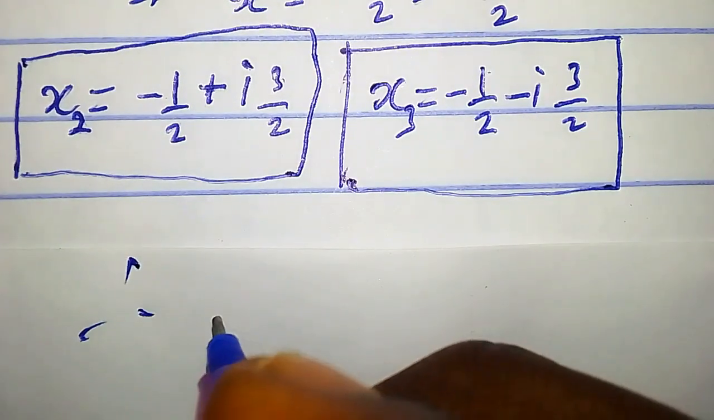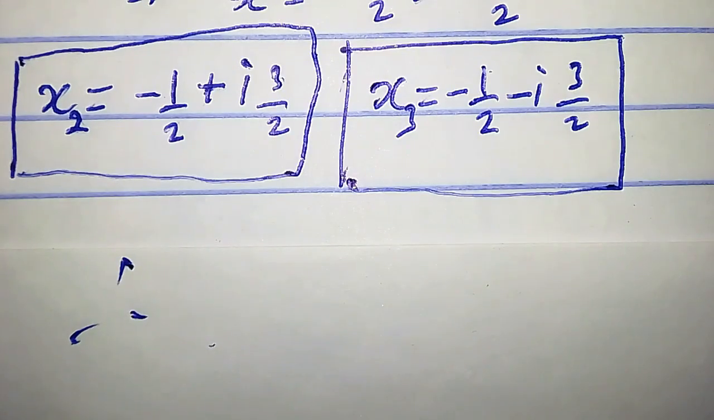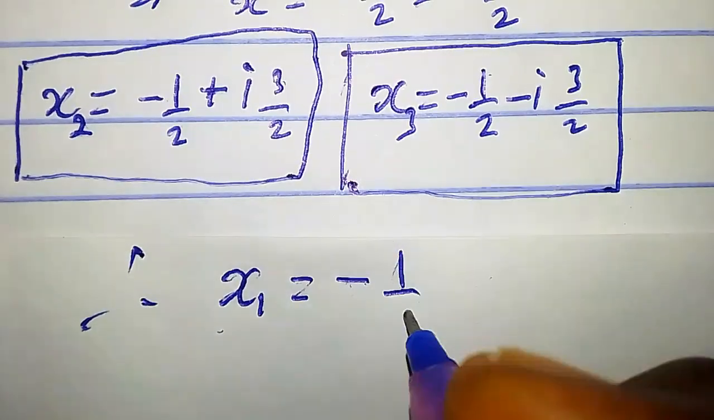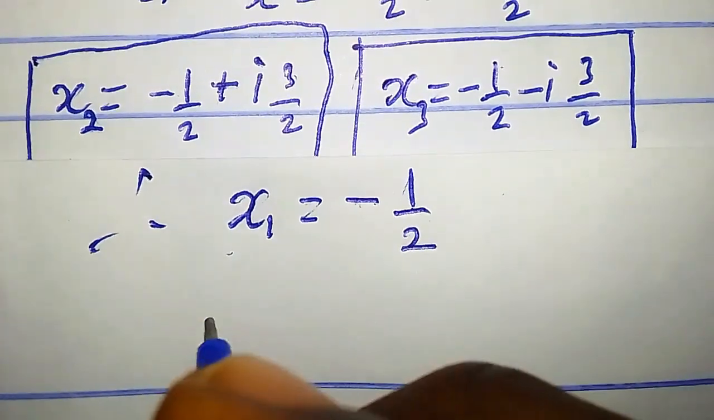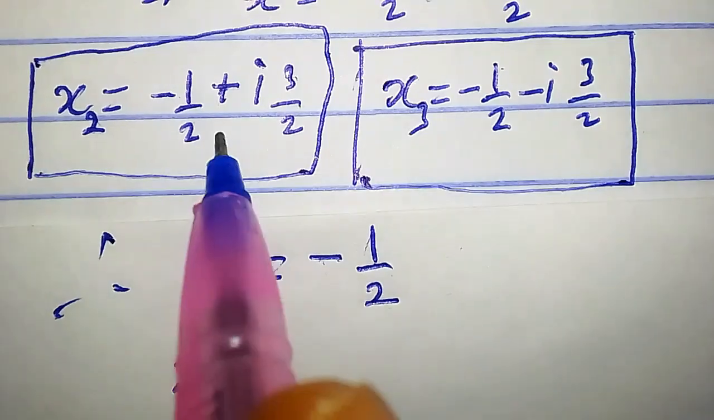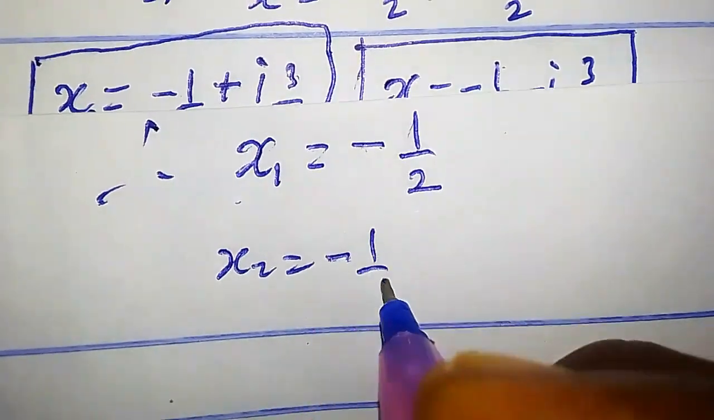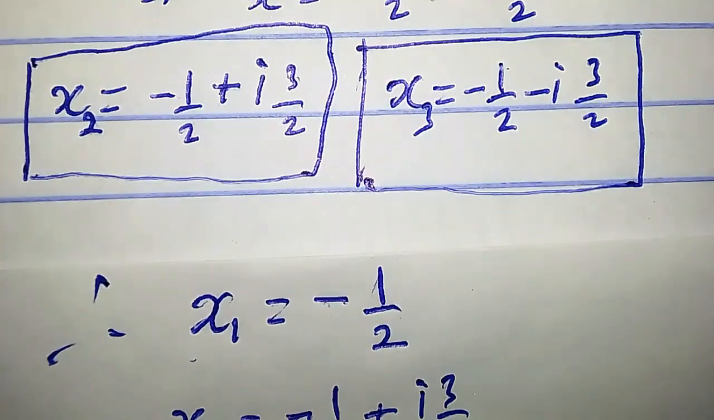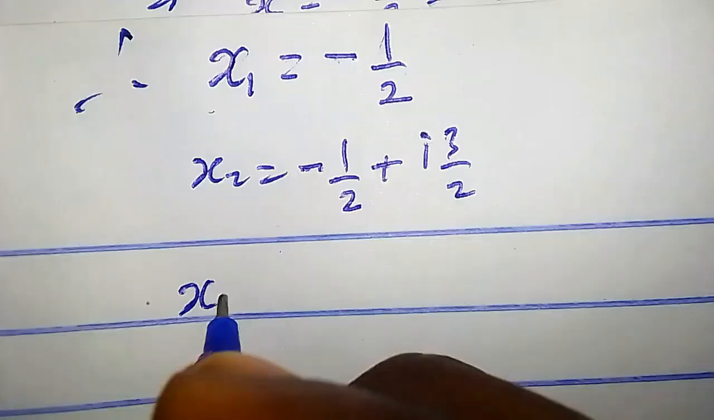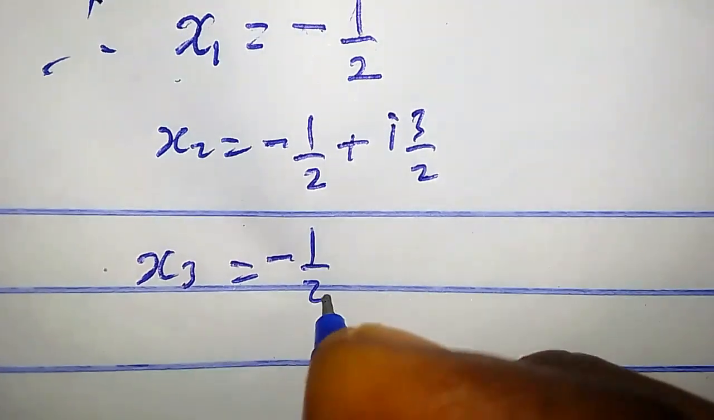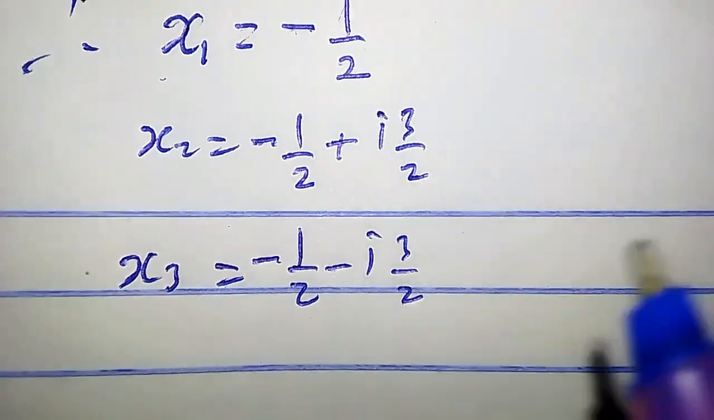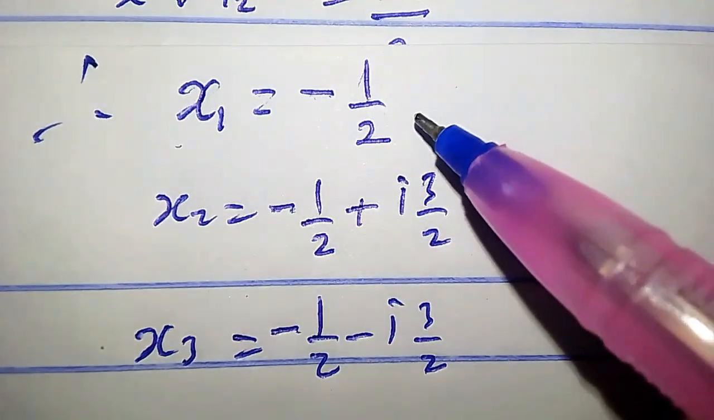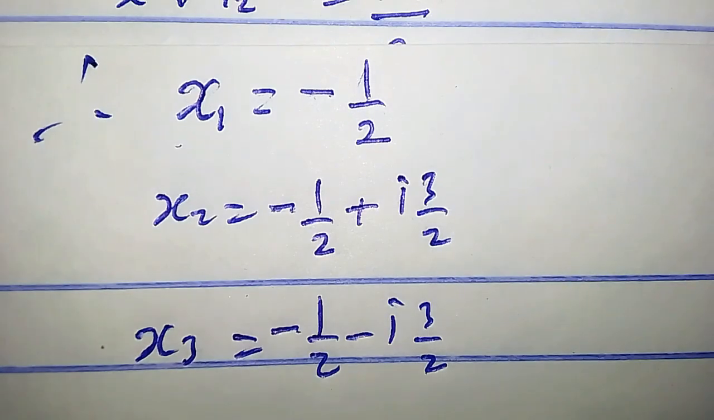Therefore, all the solutions that we have for this algebraic problem are: the first one is x1 equal to minus 1 over 2. x2 is this guy, minus 1 over 2 plus i times 3 over 2. While x3 is this. x3 is equal to minus 1 over 2 minus i times 3 over 2. You will observe that we have three distinct solutions: one real solution and two complex solutions.